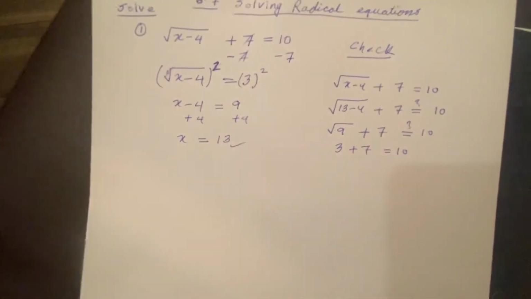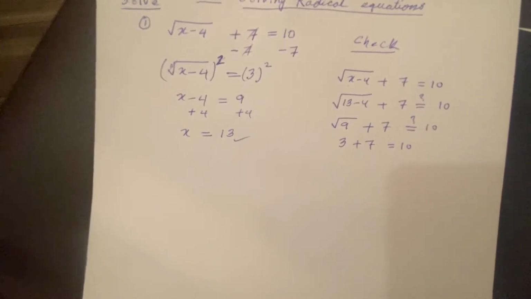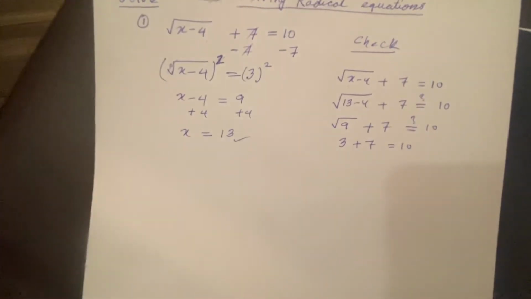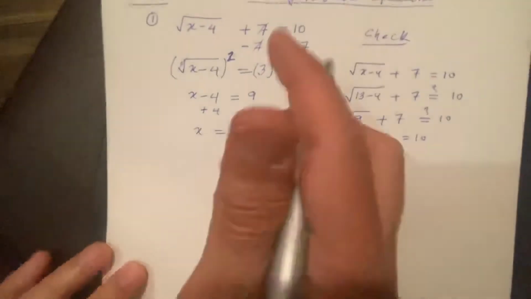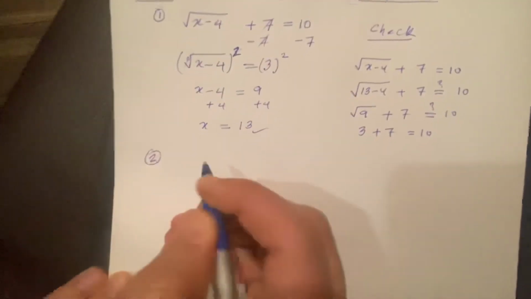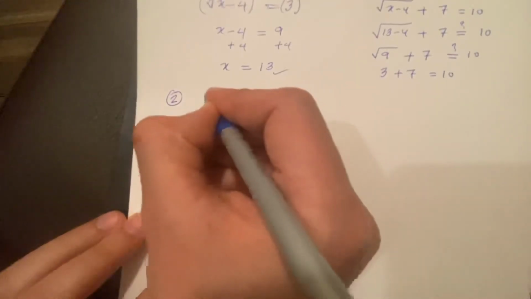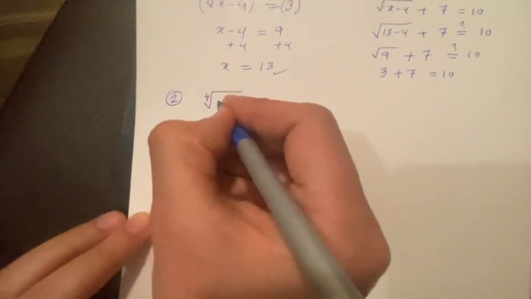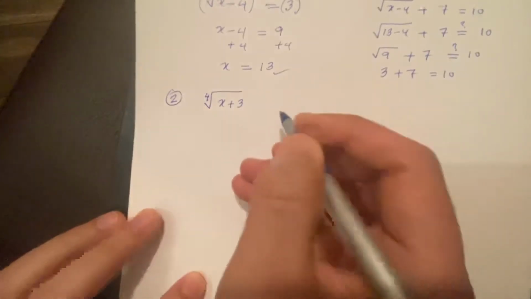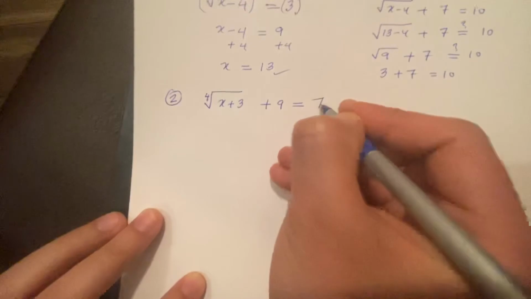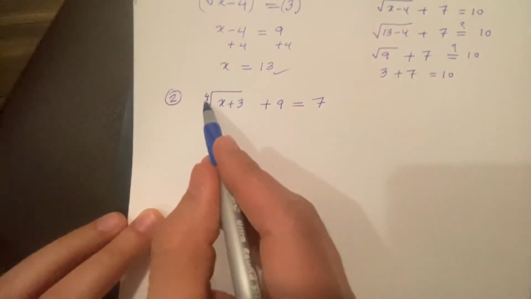All right. So I'll show you an example where the answer would be false. I'll show you the problem, something like that. So okay, let's do this one now. The fourth root of x plus 3, plus 9 is equal to 7. So in this case, now the index is 4.